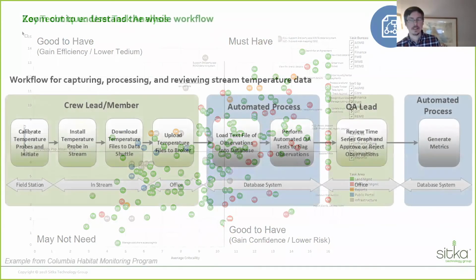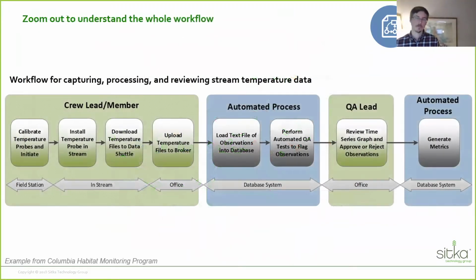Okay, so from all that detail, let's zoom out. Zooming out here, you start to focus on the whole workflow, and you can start to map that out in an understandable, simple workflow diagram, or two or three. This example is showing data collection in the field and how crews acquire data, how it gets transferred up to a database system for automated processing and QA, how a QA lead in the office goes back through that, and how the database system then generates the metrics automatically.